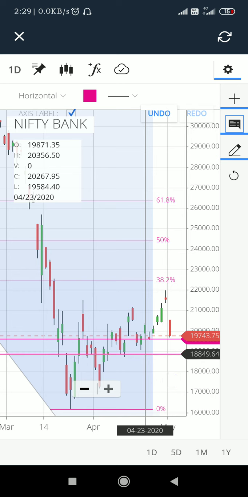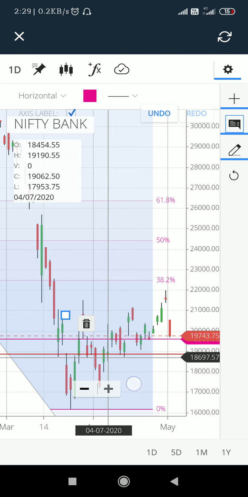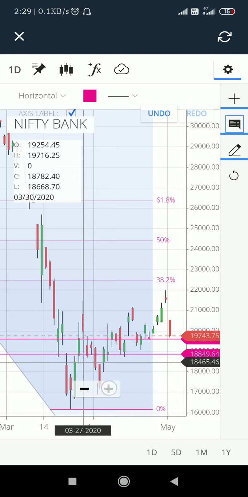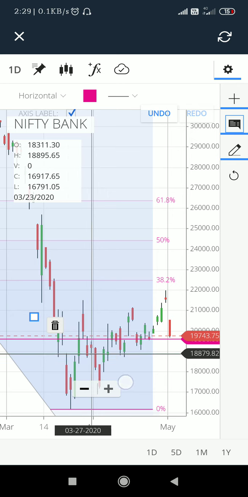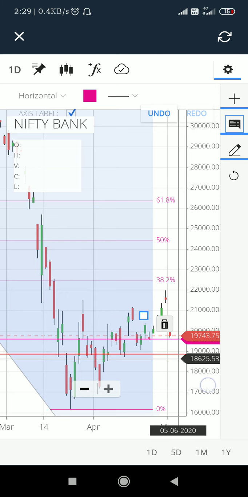So this can be a very good and very major support. Why at 18,700 or 18,800 levels? As you can see, the low of this candlestick, the approximate opening price of this candlestick, the low of this candlestick, the closing price of this candlestick, the high of this candlestick. So a very good support is below 19,000, that is the 18,900 or 18,700 zone.